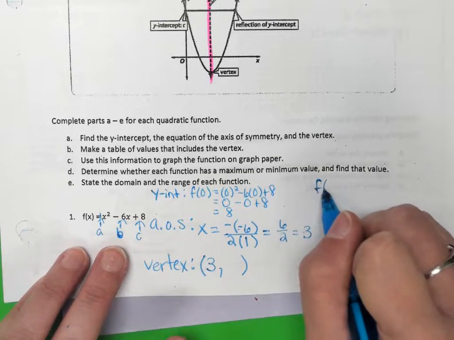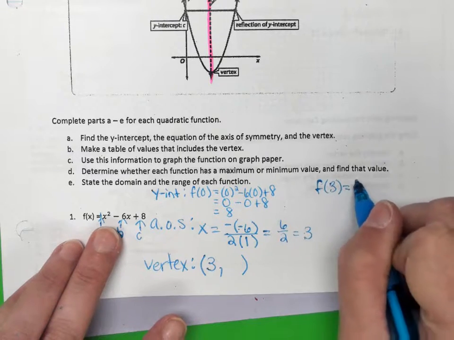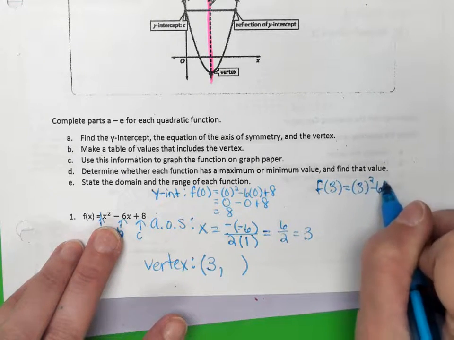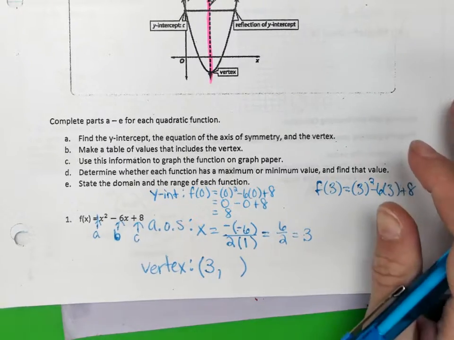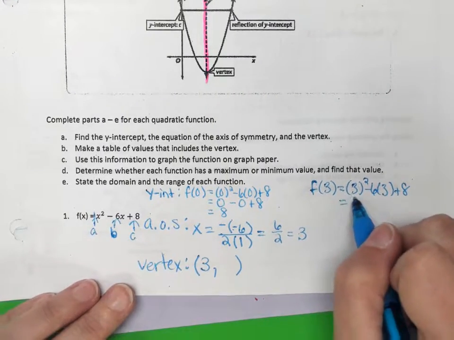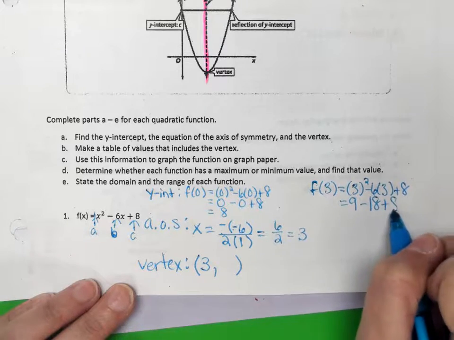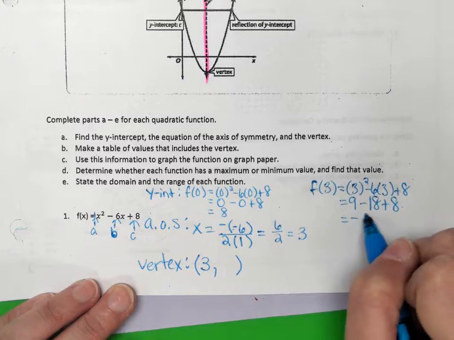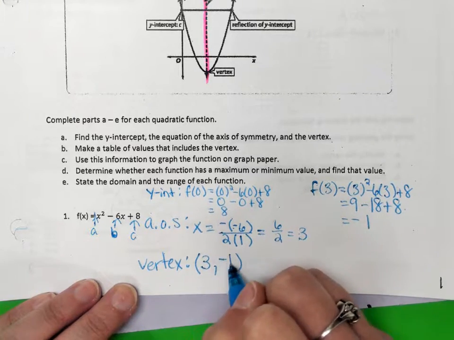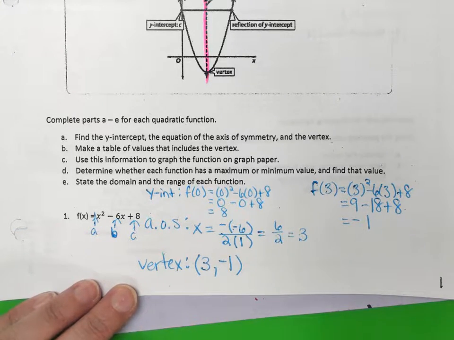So f of 3 is 3 squared minus 6 times 3 plus 8. So that'll be 9 minus 18 plus 8. We'll see that's 17 minus 18. That's -1. Y'all okay?